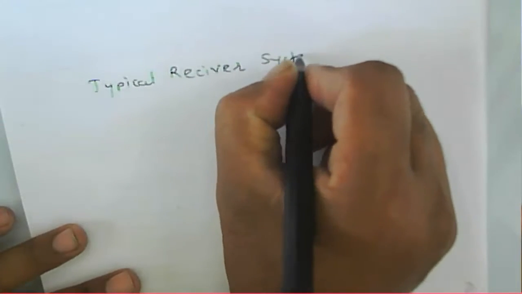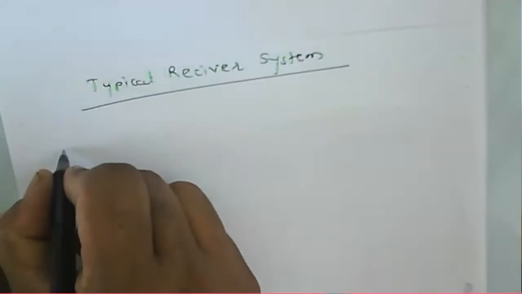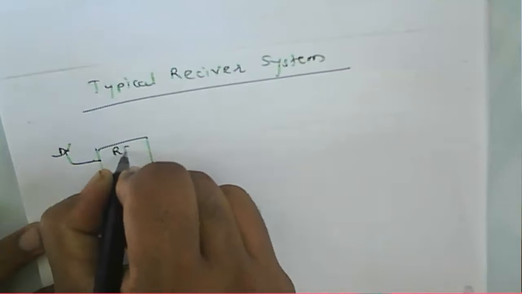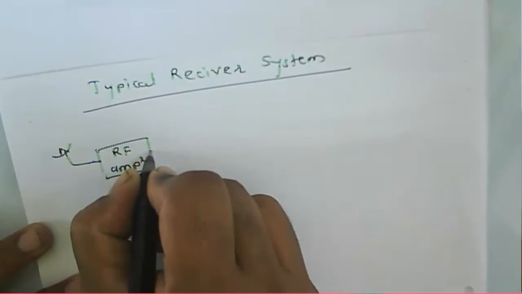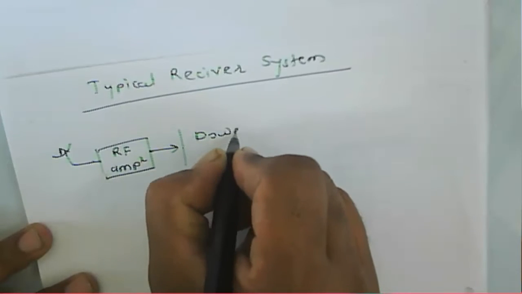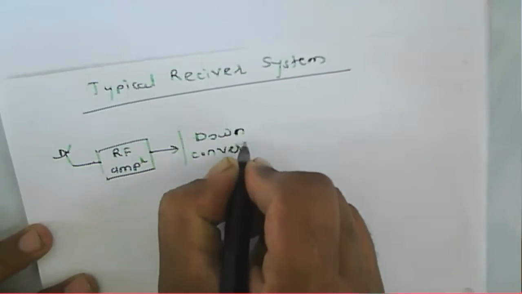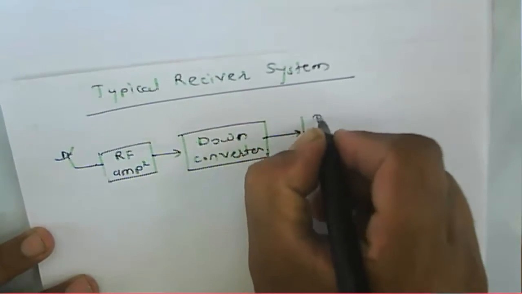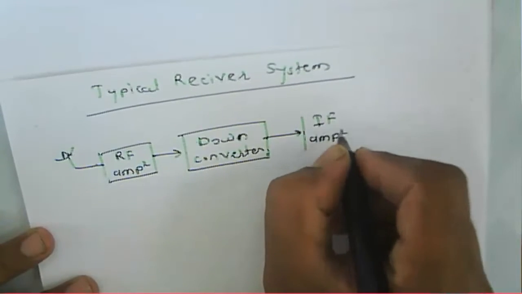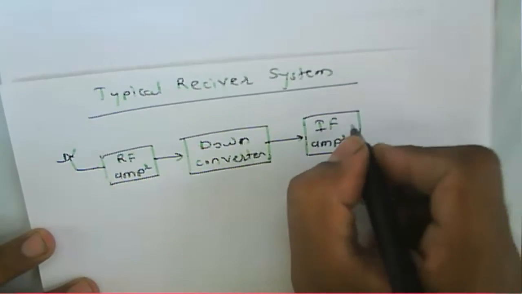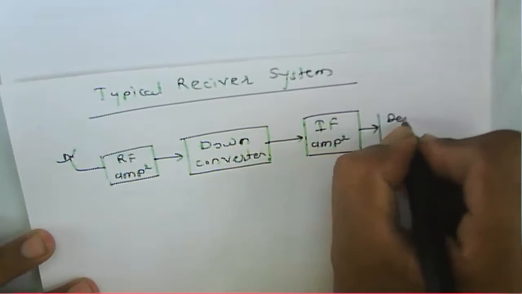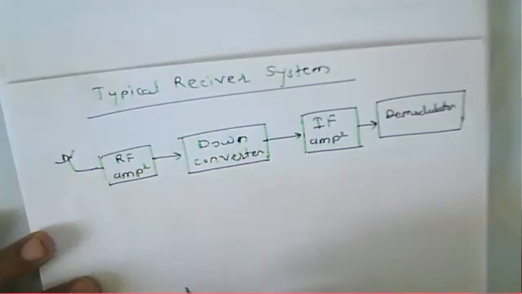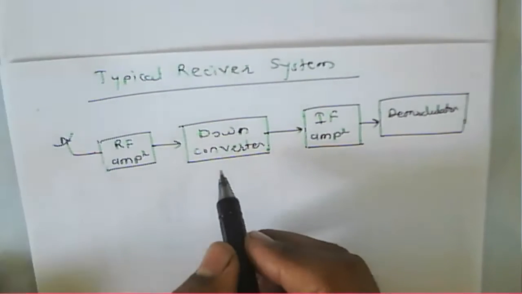A typical receiver system has the antenna, then the RF amplifier, then the down converter, then the IF amplifier, then the demodulator, and now these are the components here.